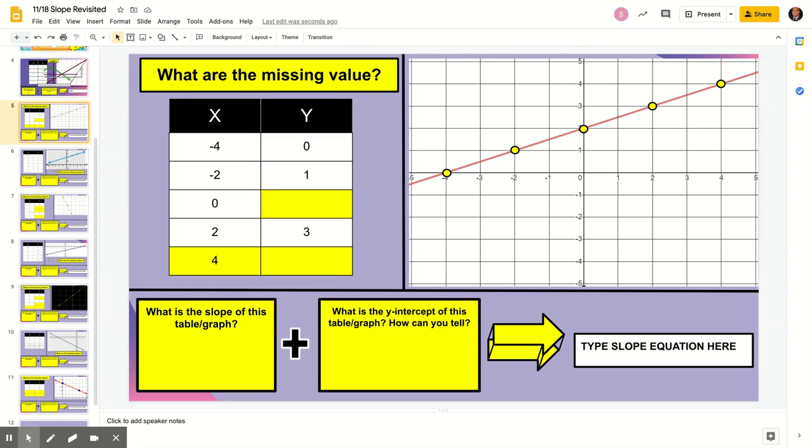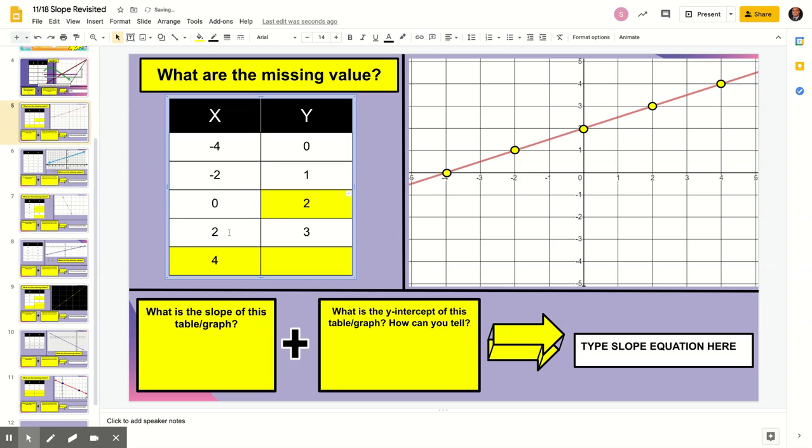So starting with this first one, what are the missing values? Well, again, I can use a graph to make a table or a table to make a graph. But since I'm missing information on our table, let me look at the graph. I have -4, 0 right there. Perfect. I have -2, 1, which is over here. -2, 1. Ooh, but I need 0. What goes with 0? 0, 2.